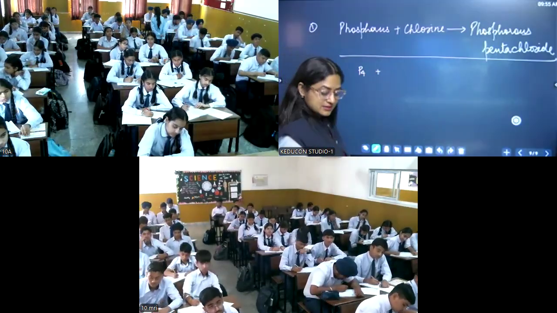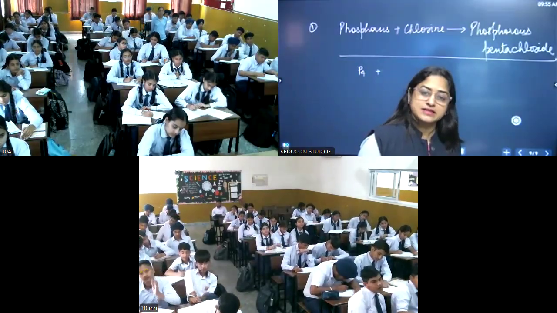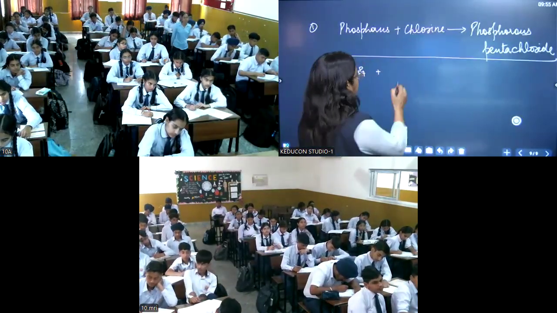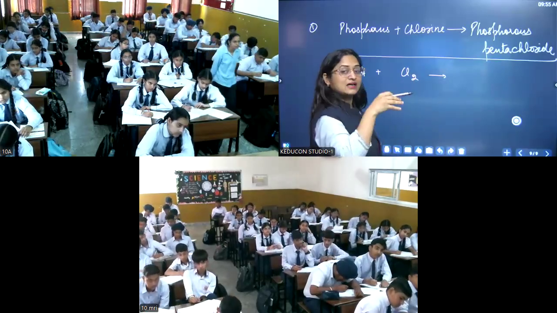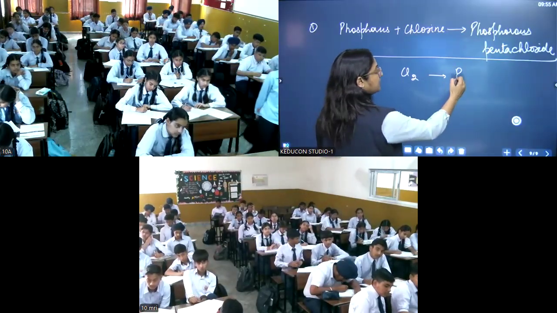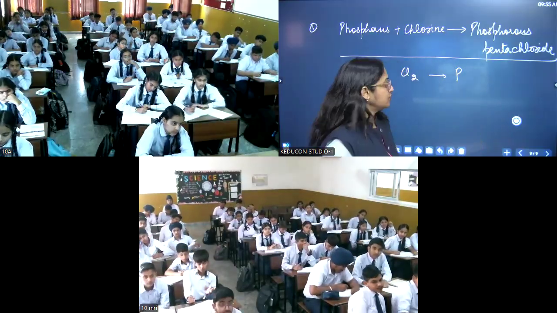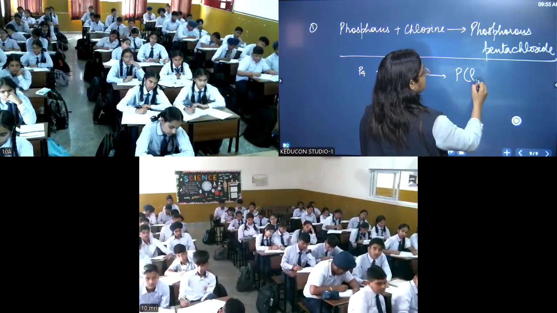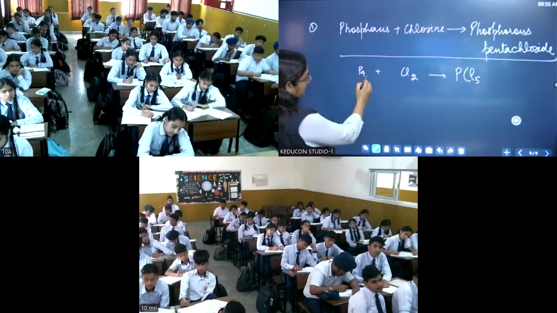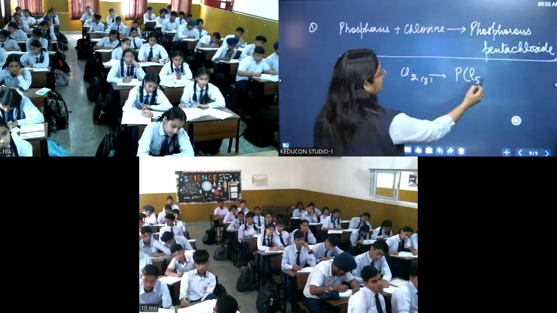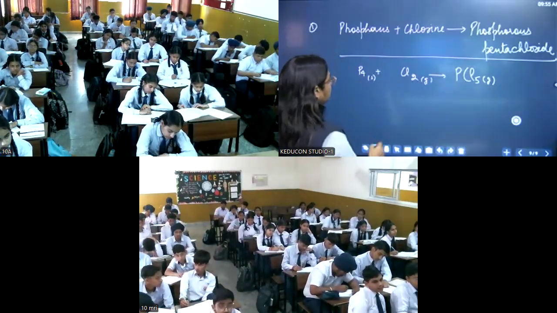And what is the symbol for chlorine? Cl2. Yeah, it exists as diatomic Cl2. Now, what is phosphorus pentachloride? Phosphorus is P. What does penta mean? Penta. Right. So you have 5 chlorine atoms here. Phosphorus pentachloride. So is this a balanced equation? No. So we have written the skeletal equation.